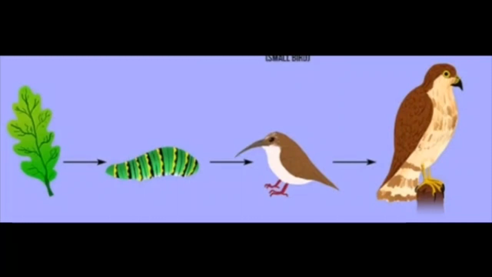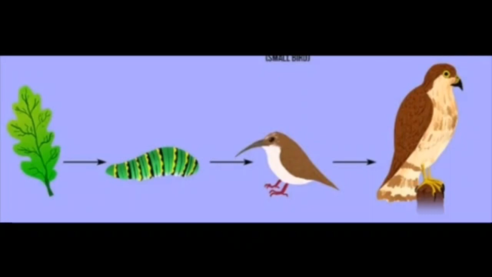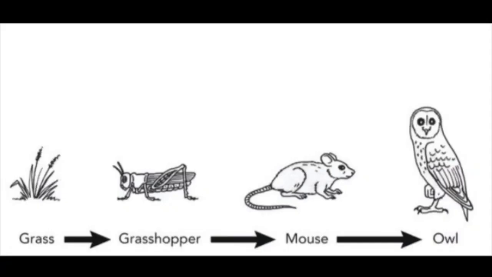Let us look at the picture below. Grass, deer, lion. This is a food chain. It gives us information on how living things are related with one another by the food they eat. Here, the grass is eaten by deer. Deer is eaten by the lion. A food chain usually starts with plants and ends with carnivores or omnivores. Other examples for food chain: leaves, caterpillar, small birds, hawk. Grass, grasshopper, rat, owl.